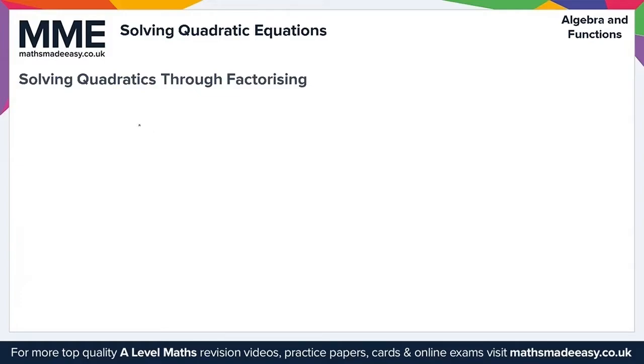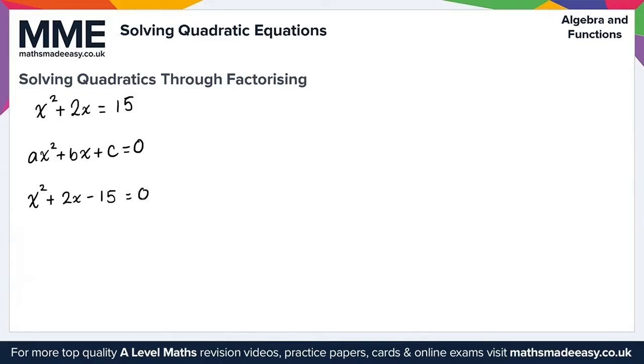So let's say we've got this example here, where we're asked to solve x squared plus 2x is equal to 15 through factorising. Now the first thing we need to do here is rearrange the equation into the form ax squared plus bx plus c equals 0. So to do that, we need to minus 15 off the left hand side and right hand side of this equation. So that would give us x squared plus 2x minus 15 equals 0.